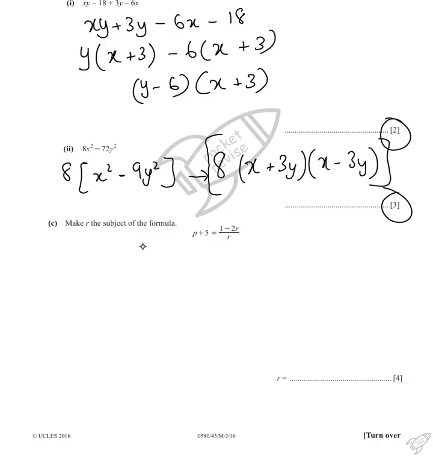Make r the subject of the formula. P plus 5 equals 1 minus 2r upon r. Okay, I'm giving you all 1 minute. Solve this question first. Done?